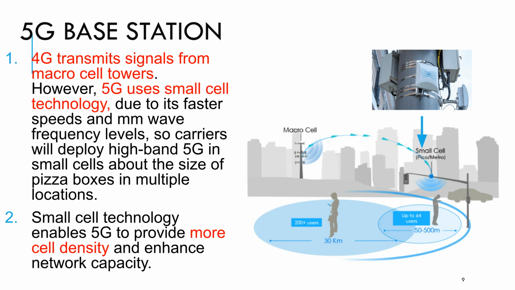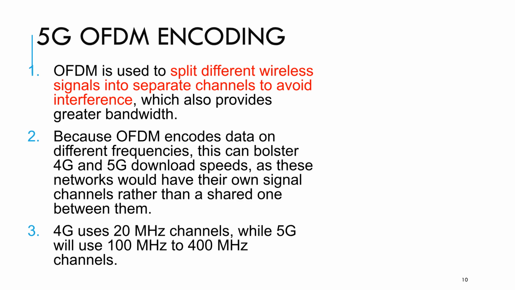5G base station. 4G transmits signals from macro cell towers. However, 5G uses small cell technology due to its faster speeds and millimeter wave frequency levels, so carriers will deploy high-band 5G in small cells about the size of pizza boxes in multiple locations. Small cell technology enables 5G to provide more cell density and enhance network capacity.